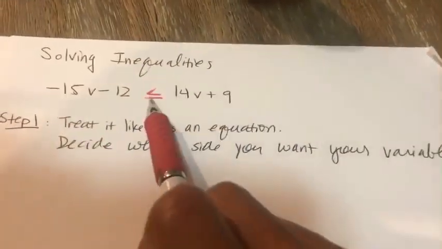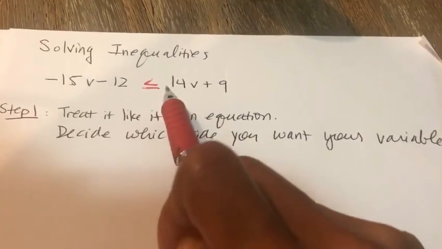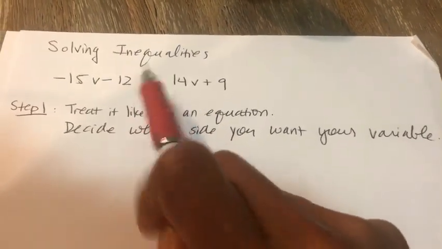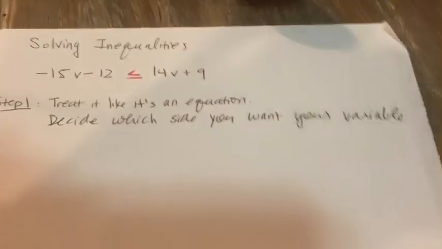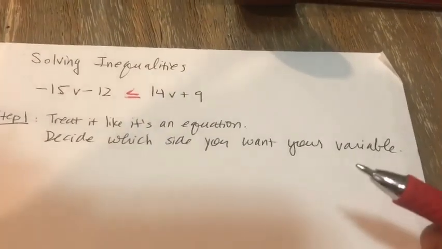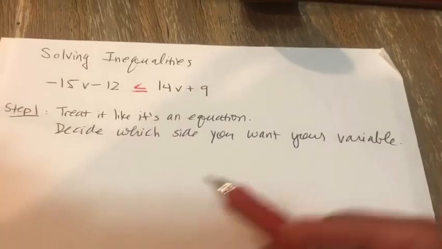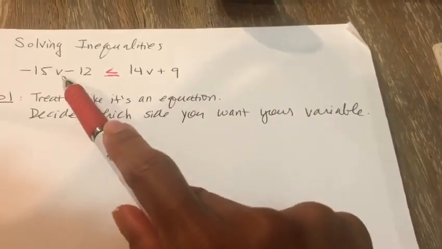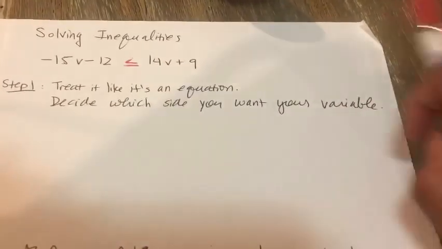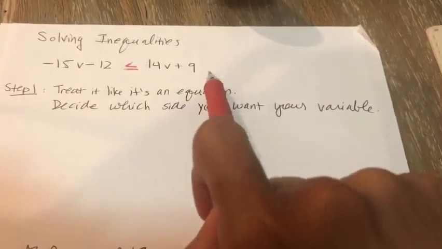With this example, you have an inequality sign, and here this is a less than or equal to. So the first step is to treat it like it's an equation. So pretend this is an equal sign. How would you solve an equation? Well, the first thing you do when you solve an equation is you want to decide which side you want your variable. Here, our variable is v, and we want to decide, do we want it on the left side or do we want it on the right side?